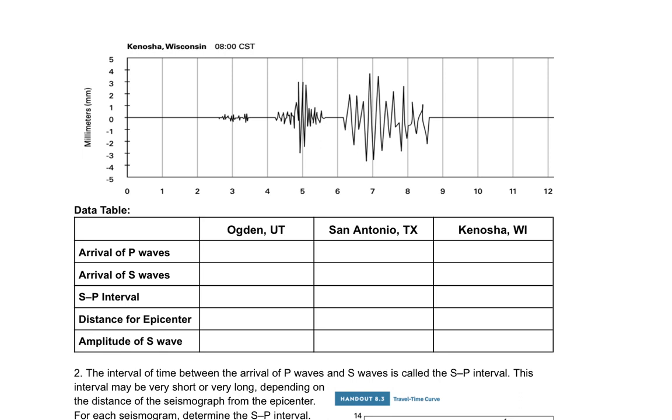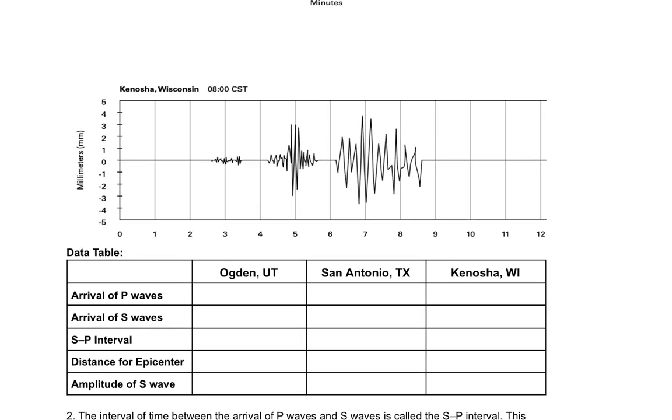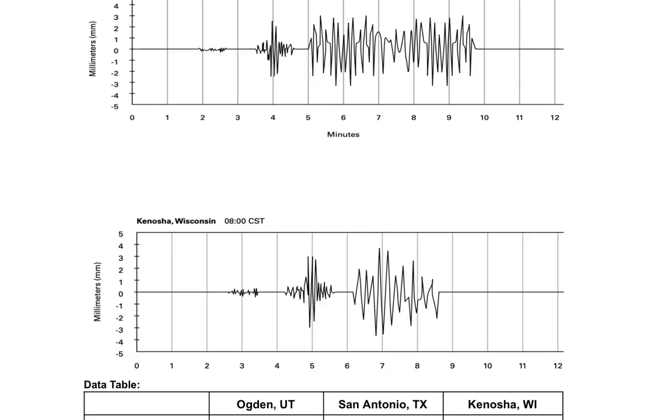We'll use that for finding the epicenter of the earthquake by finding the distances. And finally, we'll find out how much shaking happened, right? Shaking is the amplitude. So we're going to actually do Ogden, Utah together, and then you will do the other 2 cities, San Antonio and Kenosha.